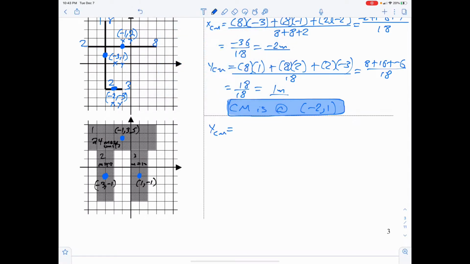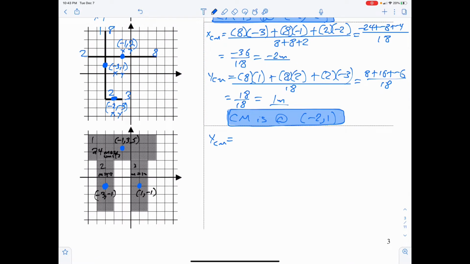The X position of the center of mass is going to be, our first one is 24 mass units times the X position of negative 1, plus rectangle 2, we have 12 mass units times the X position of negative 3, plus rectangle 3, which is 12 mass units times the X position of 1. All of that is divided by 24 plus 12 plus 12, all of the mass units added.